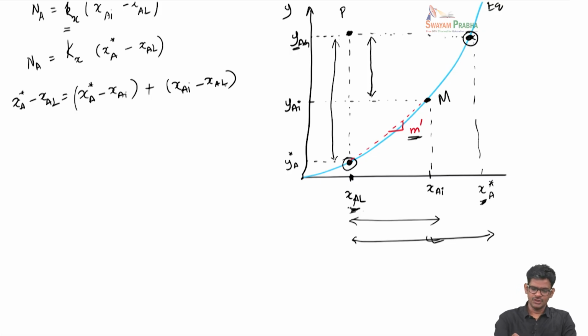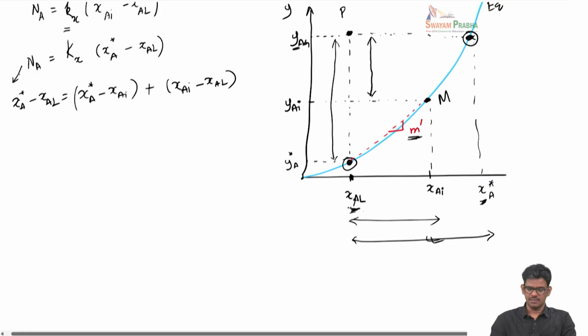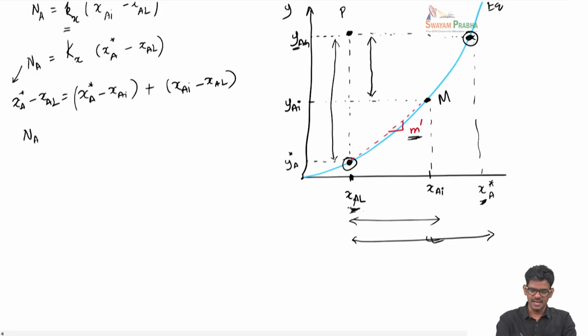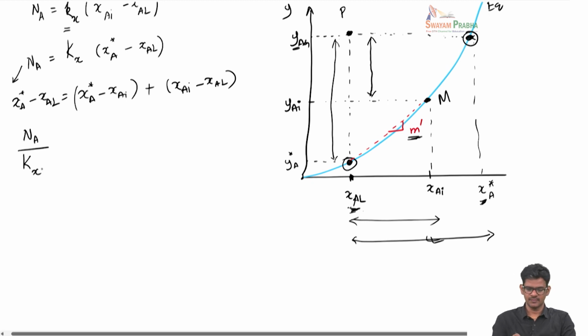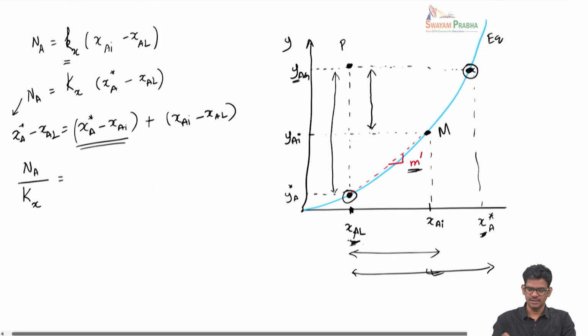Now from this definition of mass transfer rate, XA star minus XAL can be written as Na divided by capital Kx. This one is based on the local mass transfer coefficient. So Na divided by small kx. So this XAI minus XAL can be obtained from the local coefficient. So you will get Na divided by small kx.